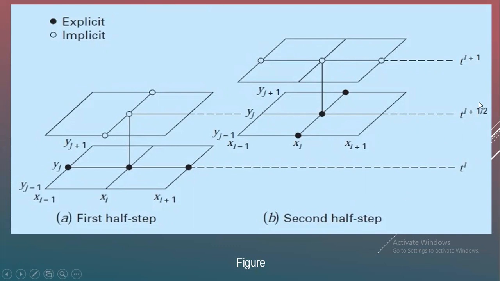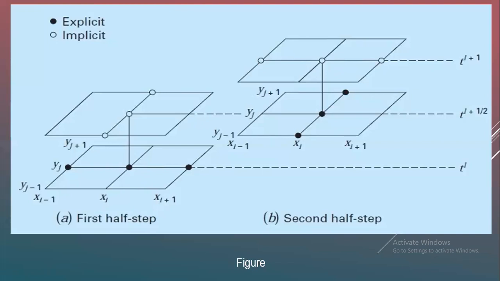And in the next half, the second half, it goes from time level i plus half to i plus 1. And at i plus half, it works on the x direction explicitly, and at the next time, i plus 1, it works on the y direction implicitly. So actually it is the alternating method. So in the first step, it works implicitly and explicitly, and in the second level, it alternates the direction and works explicitly and implicitly in the x direction and y direction.